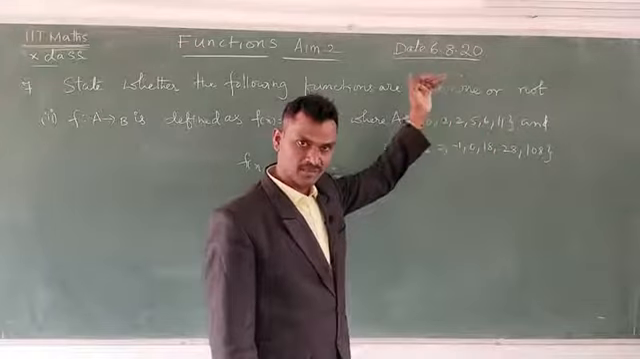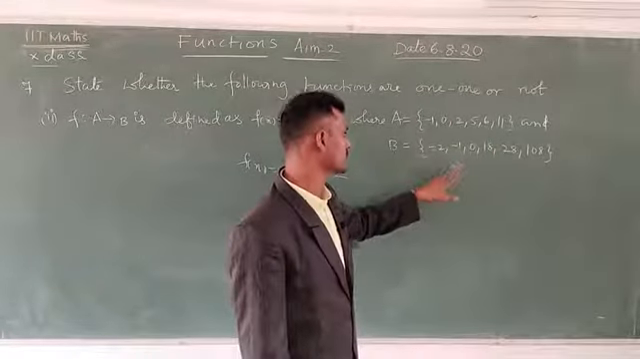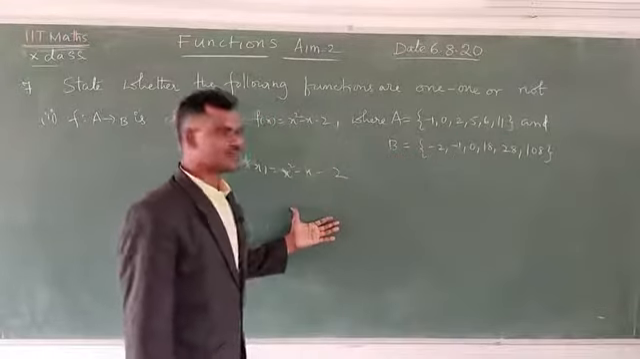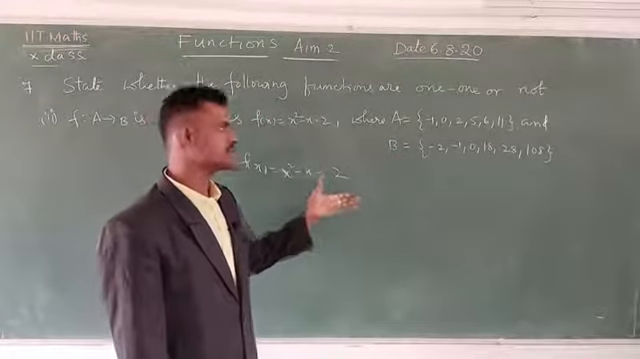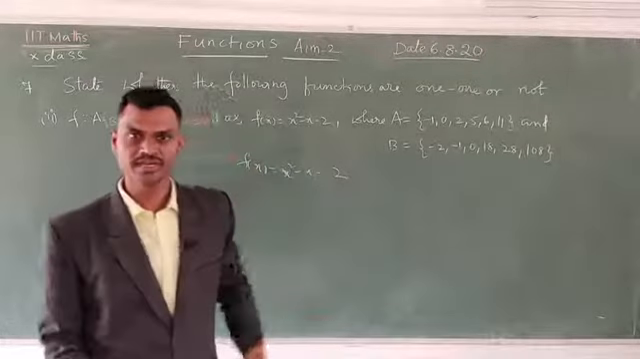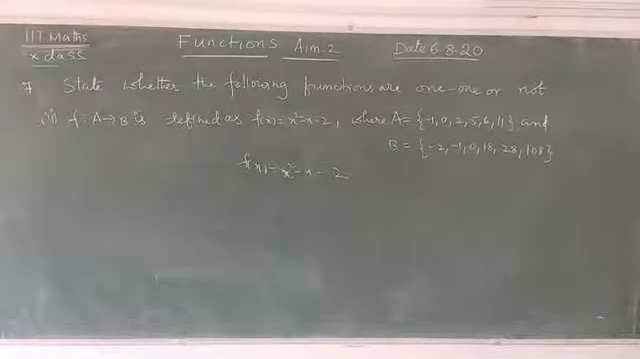Here different elements having different images, that images belong to this set B, means then this is a one-one function. If both do not coincide, you can write here the given function is not a one-one function. Okay, you can try this problem at home. If you don't get it, next time you can ask.